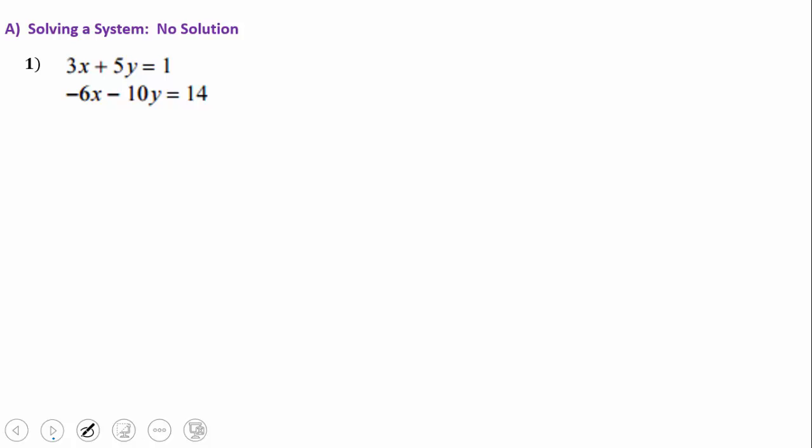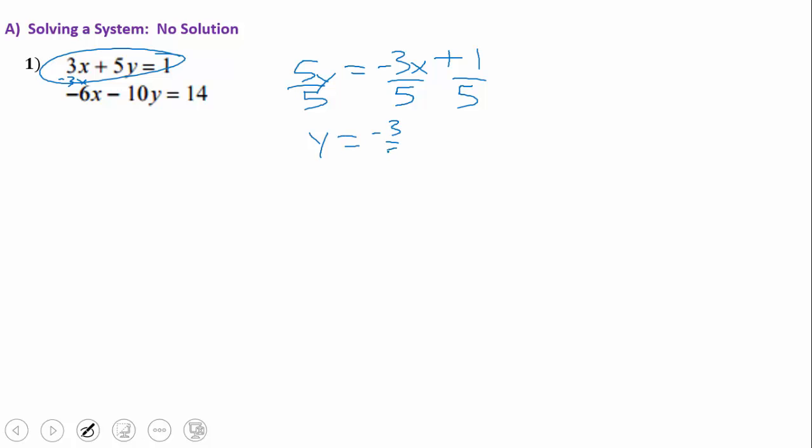In our first example, 3x plus 5y equals 1, negative 6x minus 10y equals 14. I'm going to solve both of those equations for y and write each equation in slope-intercept form. So I'm going to take this first one, and I'm going to subtract 3x from both sides. That would give me 5y equals negative 3x plus 1. Dividing every term by 5, y would equal negative 3/5 x plus 1/5.